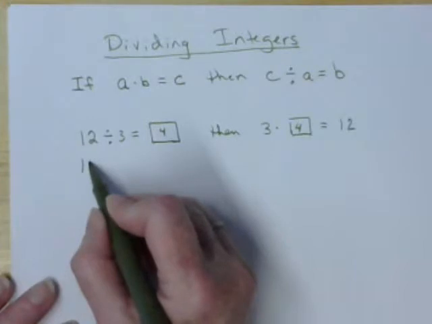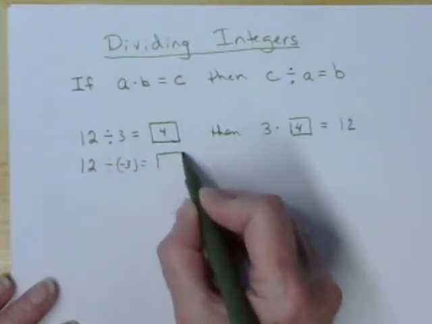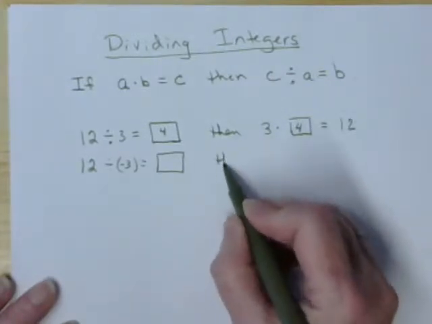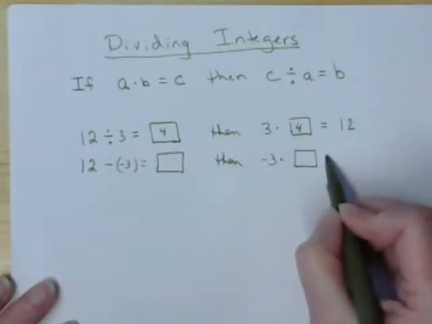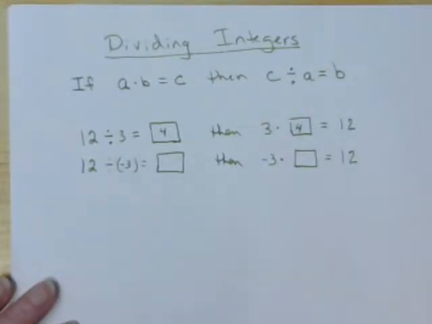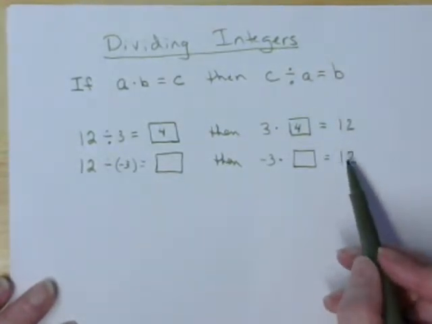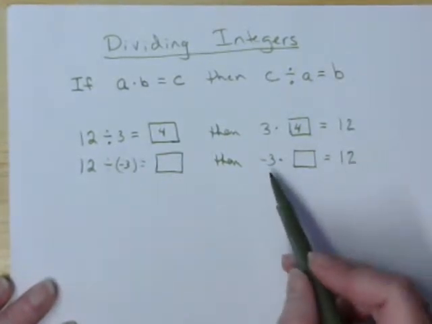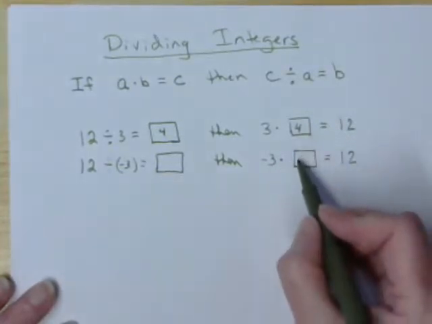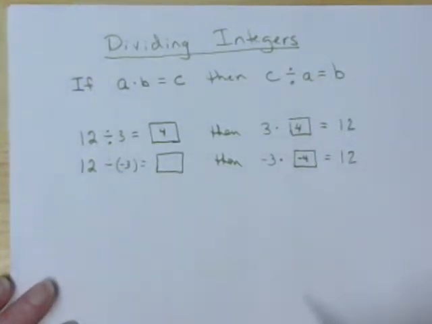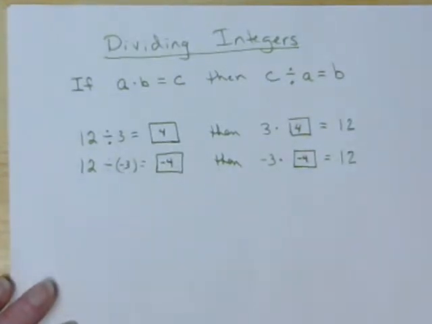All right, so what if I have 12 divided by a negative 3? Let's look at that one. If I have a negative 3 times some amount, what would that amount have to be to give me a positive 12? From what we've just learned about multiplication, to get a positive result we have to have two numbers with the same sign. Here we had a positive times a positive, so now we have to have a negative times a negative. So 12 divided by negative 3 must be negative 4.